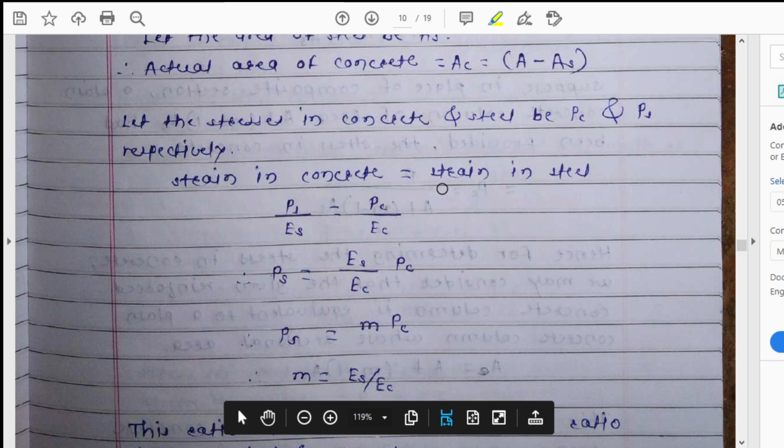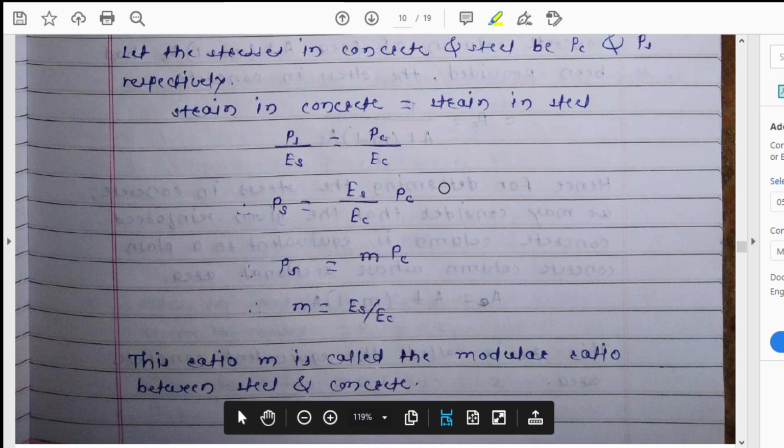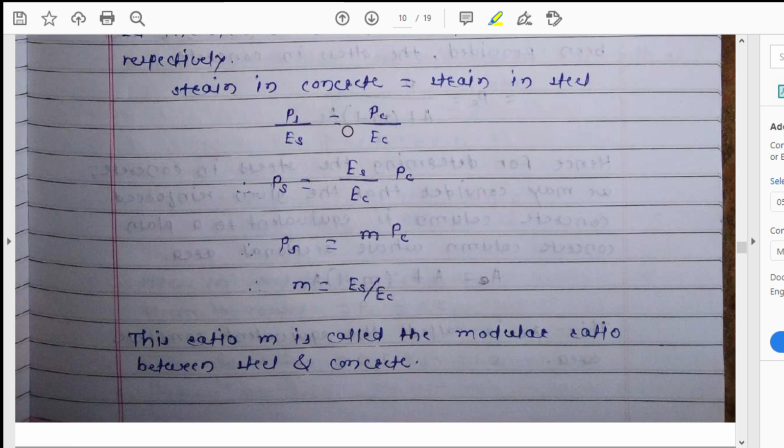Here strain in concrete is equal to strain in steel. That means PS upon ES equals PC upon EC. So we'll get the value of PS as modular ratio into PC, that is PS equals M into PC. Here M is nothing but ES, that is Young's modulus for steel, divided by Young's modulus for concrete. This is your modular ratio between steel and concrete.